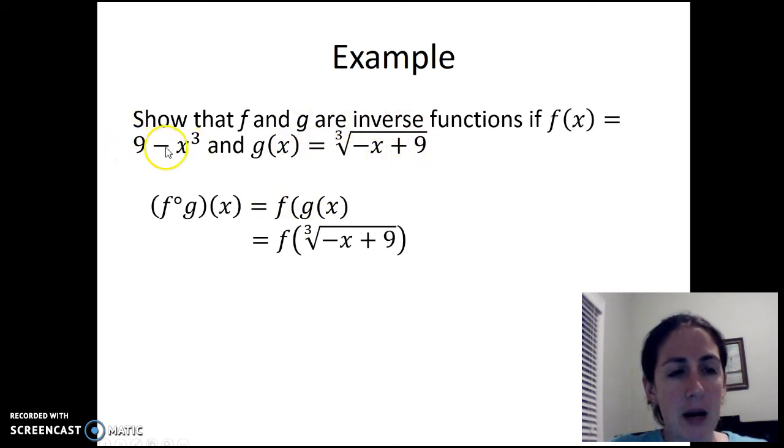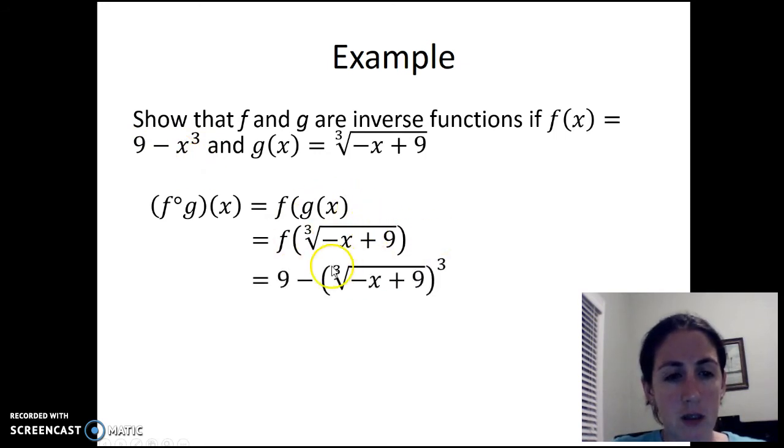F takes 9 minus your input cubed. Remember your order of operations. You're going to cube this first before subtracting. So 9 minus whatever's in the parentheses cubed. 9 minus your input cubed.